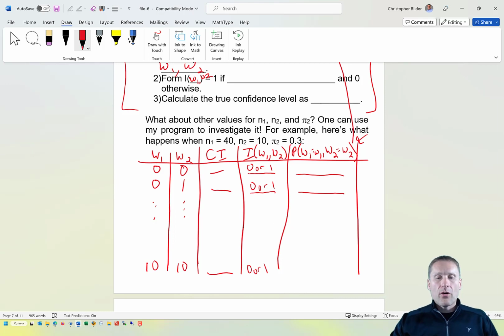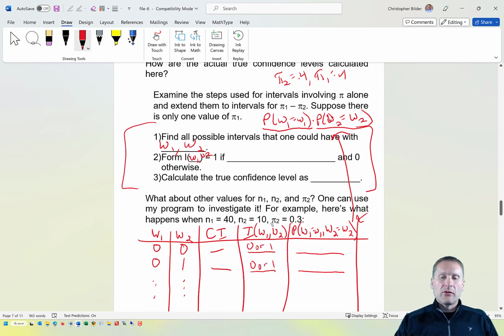So on your own, what I want you to be able to do is actually write out a mathematical expression here that's a function of the indicator function and the corresponding probability, similar to what you saw for a true confidence level for just pi itself.